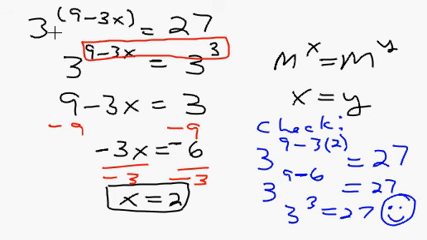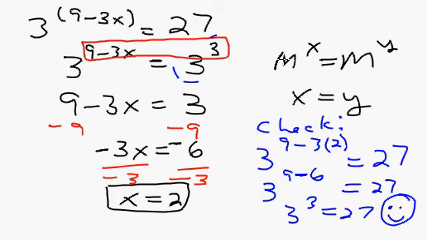So the next problem we had was 3 to the 9 minus 3x equals 27. With this problem, what you want to do is get your bases the same if you can. Since 27 is 3 to the 3rd power, we have the same base, a base of 3 on both sides. Once we have the two bases equal to each other, if these two sides are going to be equal, then the exponents are going to have to be equal, which is this rule over here.